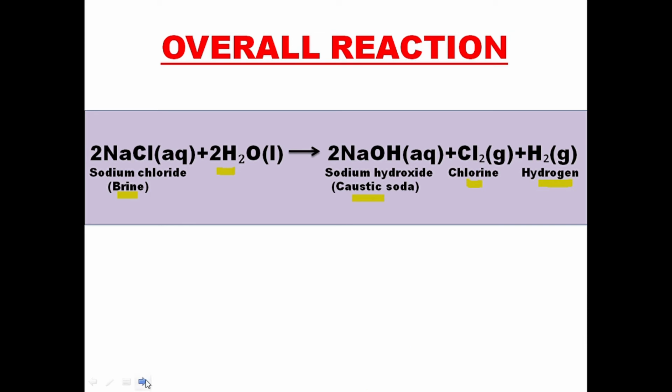You must be wondering, why do we require electricity? Well, sodium chloride is a very stable salt, which doesn't get dissociated so easily. So we need a high amount of energy to get it dissociated.